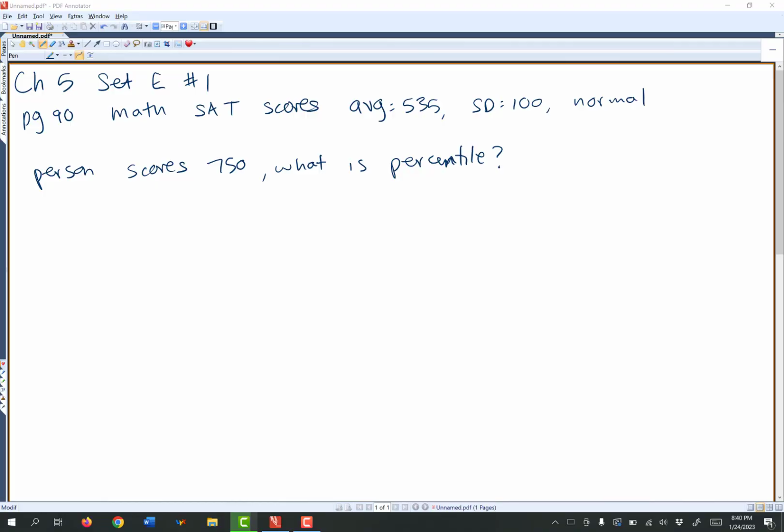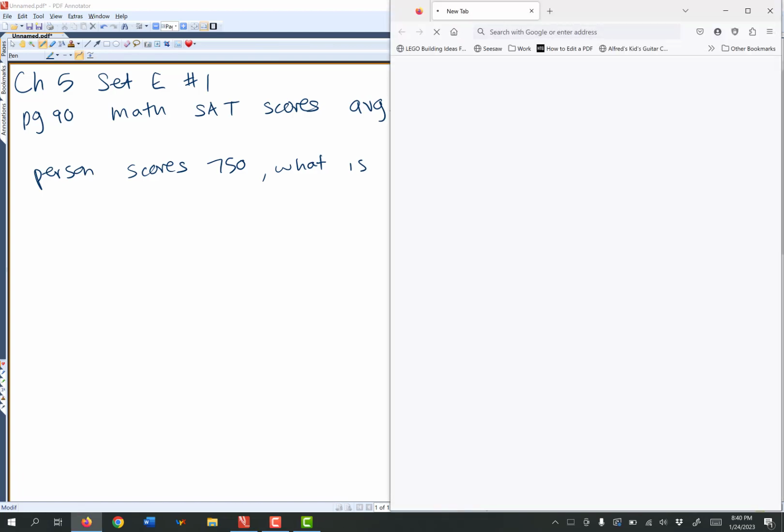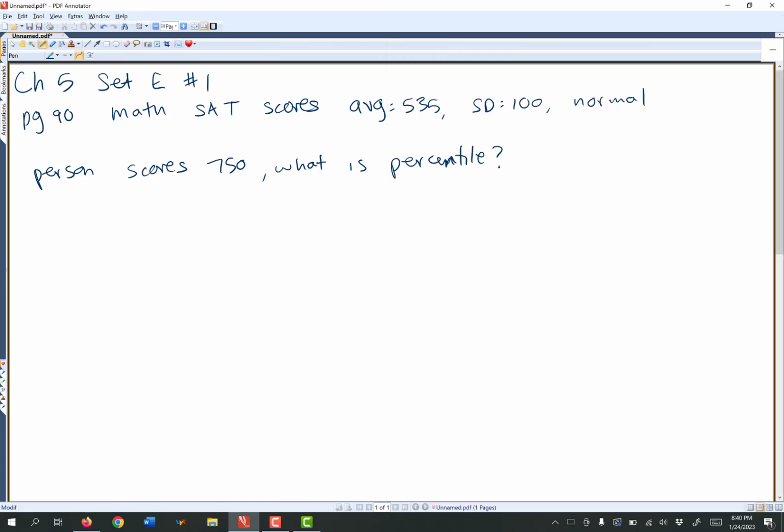This is chapter 5, set E number 1, and we're told to go all the way back to example 10, which is on page 90. It tells us math SAT scores have an average of 535, a standard deviation of 100, and they're normal. Now, without them telling us that it's normal, we couldn't use the normal table. None of these formulas would work.